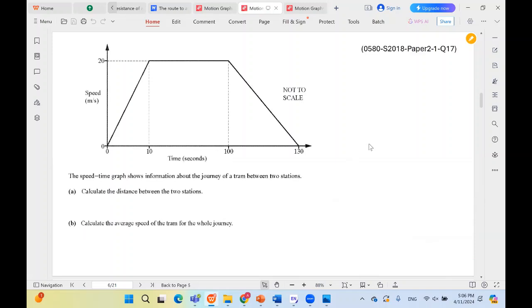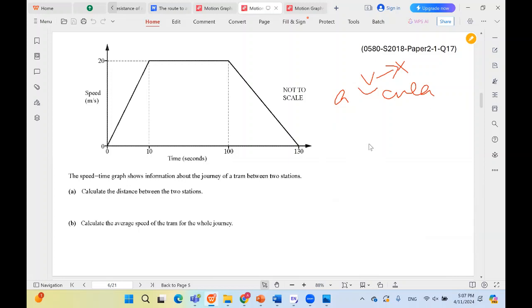The speed time graph shows information about the journey of a tram between two stations. Calculate the distance between the two stations. So again, AVX, we start here and we want to get the distance. We're moving up, so it's area. We want to get the area of this trapezium.